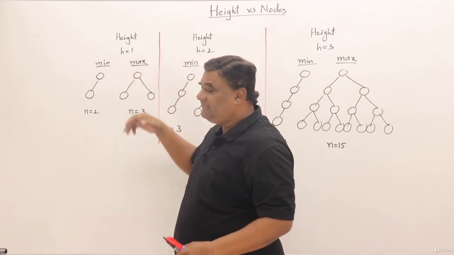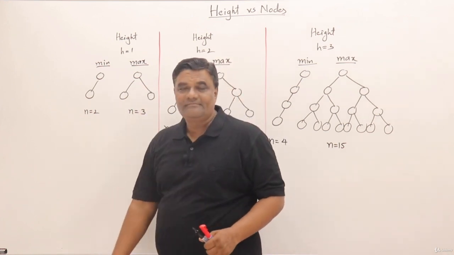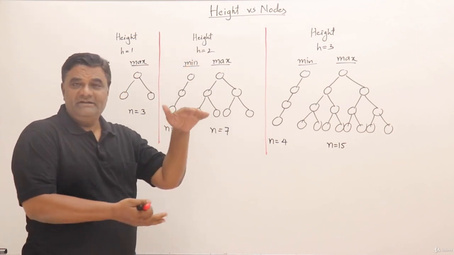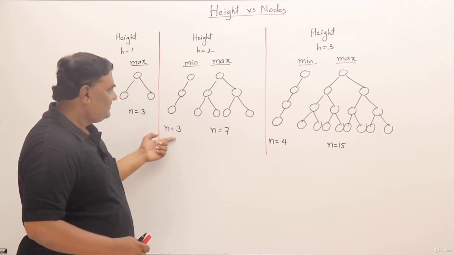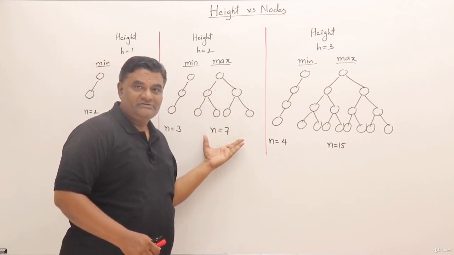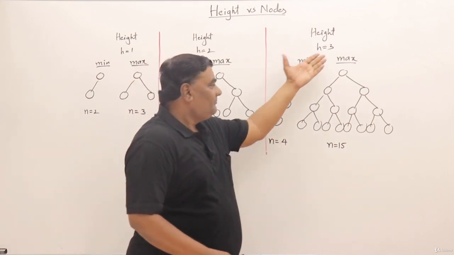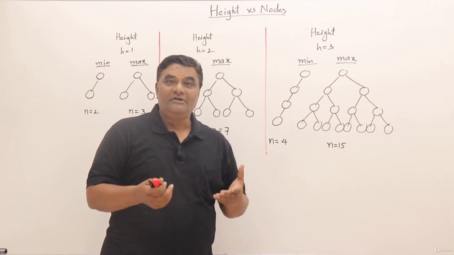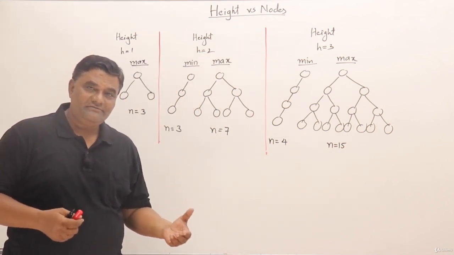Then in that height 1, maximum how many nodes are possible? 1, 2, 3 nodes are possible. Now likewise, if height is 2, then for making a tree of height 2, minimum how many nodes required? 1, 2, 3. Maximum 7 nodes. Likewise, height is 3, minimum nodes these many, maximum nodes this many. We don't want a count, we want a formula. So from observation we can generate the formula.